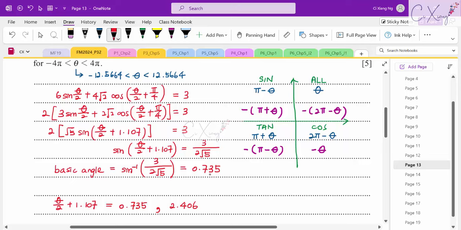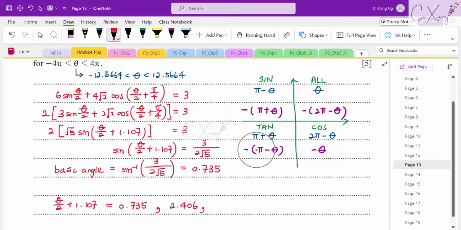But when you are doing any calculation in your steps, this basic angle, you have to try to keep it longer. As long as possible will be the best, so that you can get the most accurate answer until the end. Okay, so this is what I have after I go through this one. Then the next one.